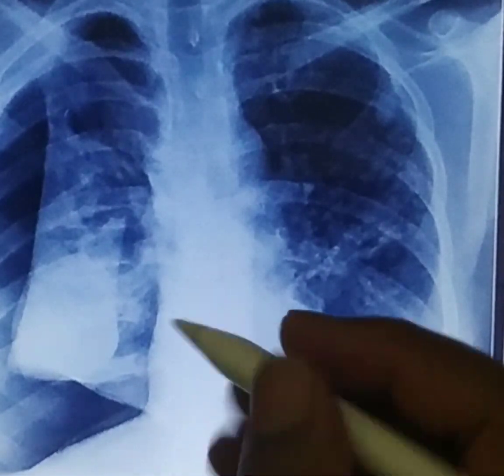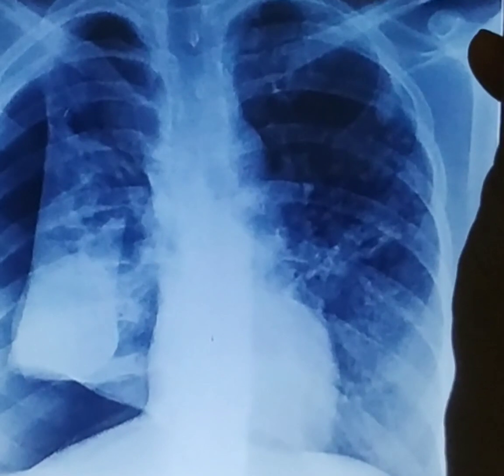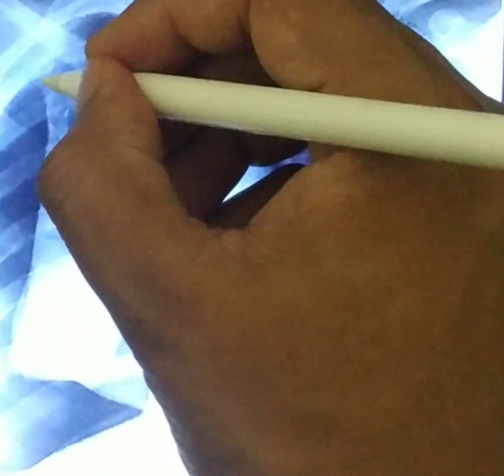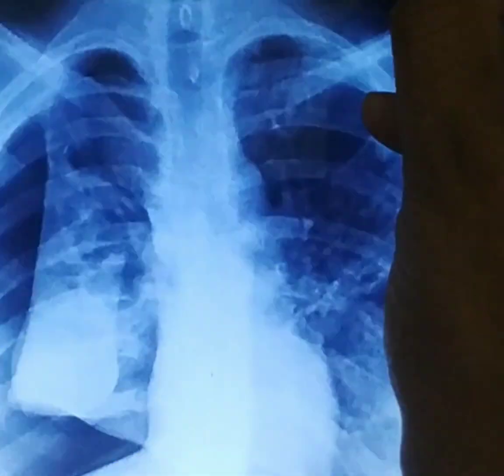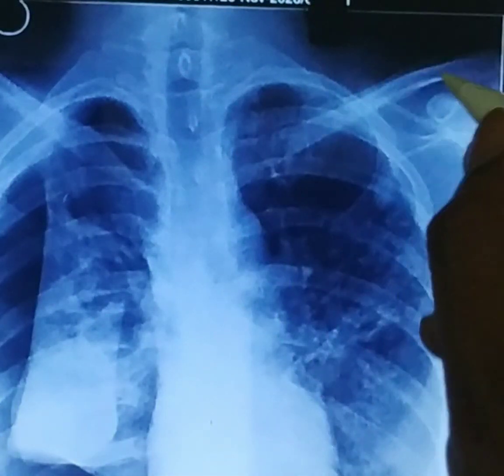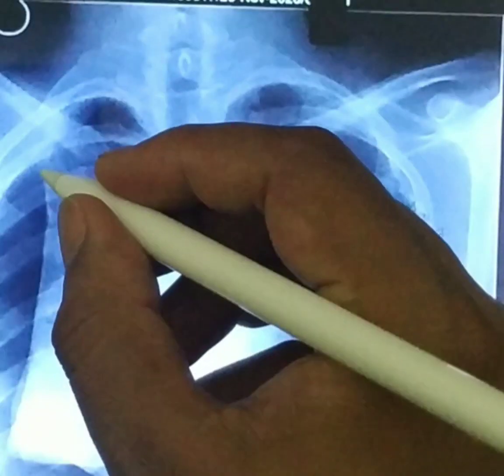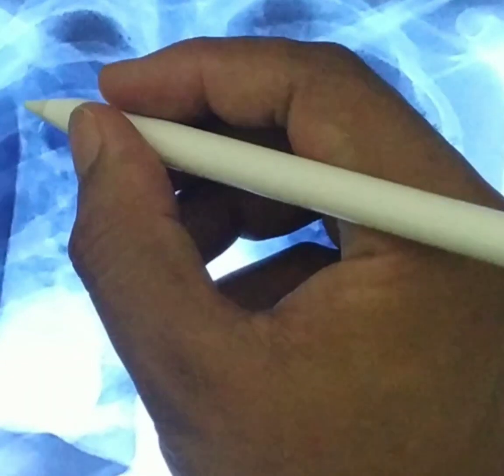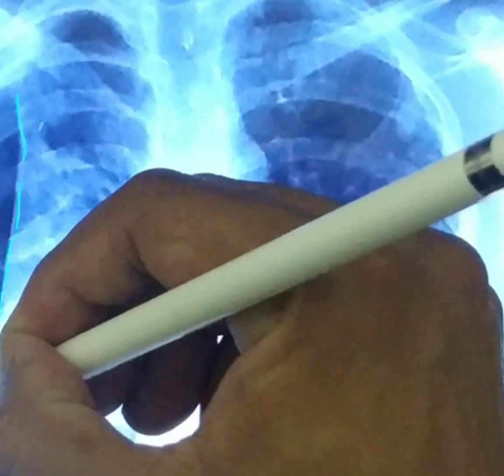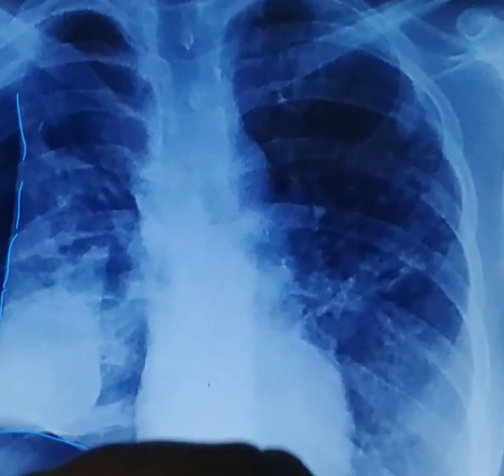Here also, this is the area of right-sided pneumothorax. This is the lung border. This is the lung border. And here on the right, this is the area of pneumothorax.